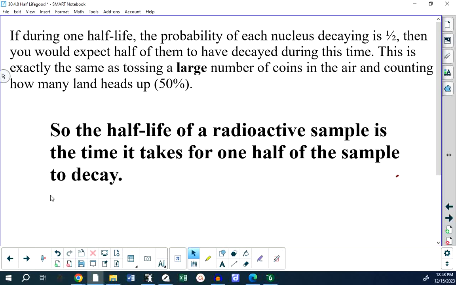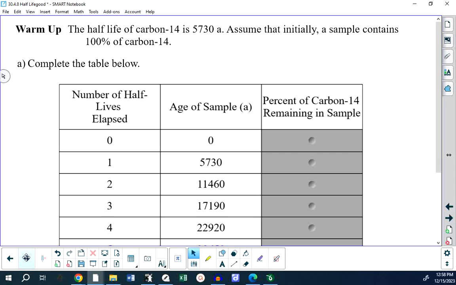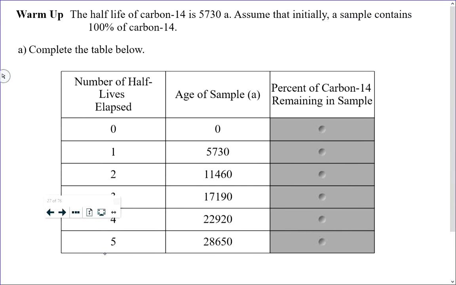All right, we have a bit of a warm-up here. The half-life of carbon-14, I was wrong, is 5,730 years, not 5,760 years. So I've got a chart here. The number of half-lives elapsed is 0, 1, 2, 3, 4, etc. And the age, I hope you understand with a bit of thought where these numbers of years are coming from, because you're told up top that the half-life is 5,730 years.